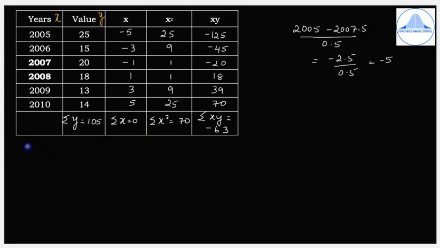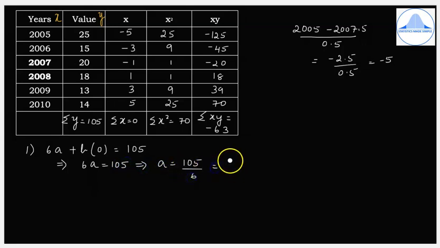Let me consider the first normal equation. It was na, so 6a plus b summation x, so plus b into 0, is equal to summation y. Summation y is 105, which implies 6a is equal to 105, which implies a is equal to 105 divided by 6, which is equal to 17.5. So we get a is equal to 17.5.